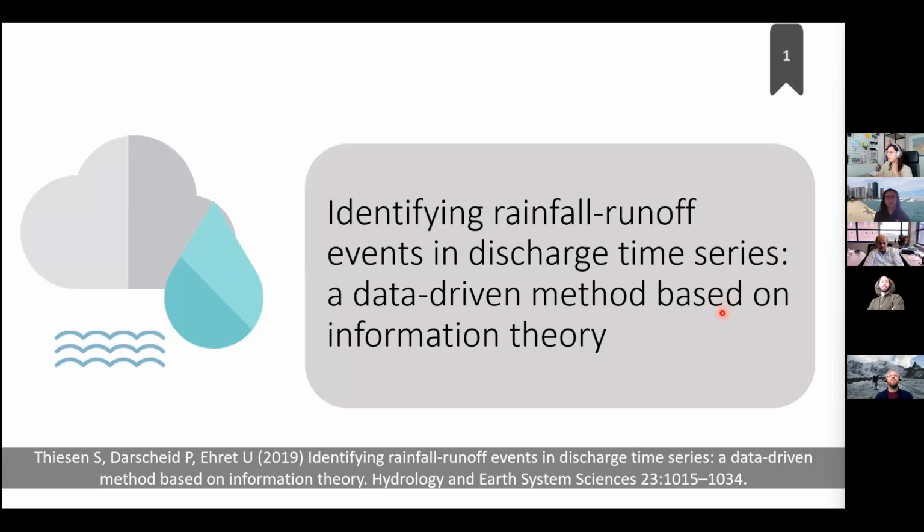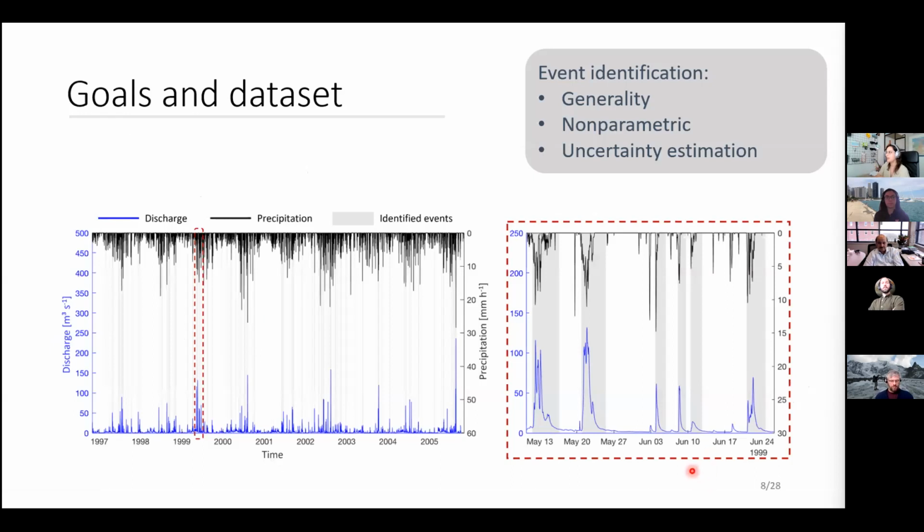So the first application of this framework of data-driven modeling and information theory was published in 2019. Here we propose to automatically identify rainfall runoff events in a discharge time series. Rainfall runoff events here refers to these periods of rising, peak, and recession in a river discharge caused by rainfall. The problem of event identification was selected because we want to relax assumptions and bring the uncertainty perspective to the results instead of going deterministic.